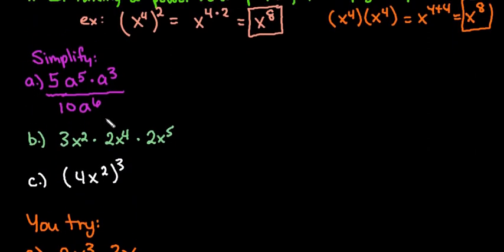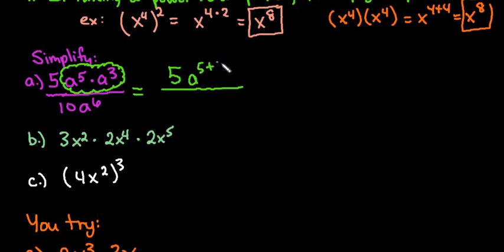All right, so we're going to try 3 together, and then I'm going to have you try 2 on your own. So for this one, we have 5a to the 5th times a cubed over 10a to the 6th. So there's a lot of different ways that you could approach this. What I'm going to do is I'm going to simplify the numerator first and then subtract fractions. And I'm just going to ignore the coefficients for a second. So if I simplify this, I would end up with a to the 5 plus 3 over 10a to the 6th.